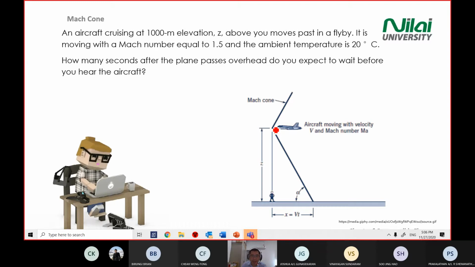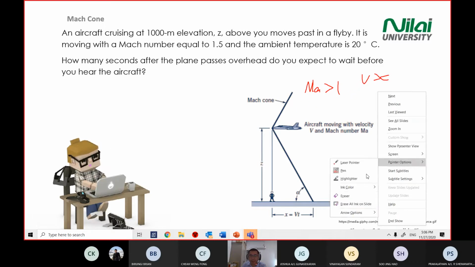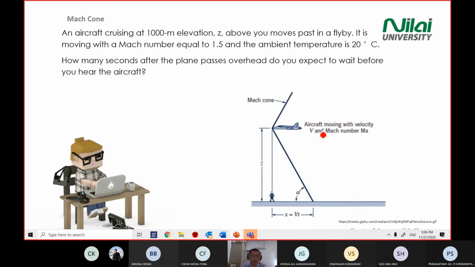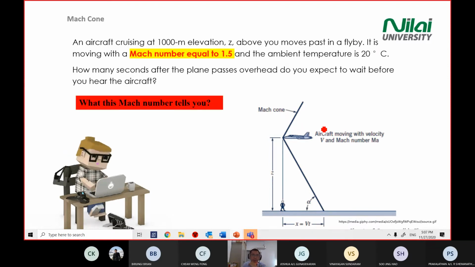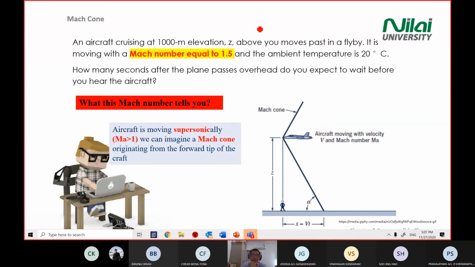And again, a Mach cone only happens when we have Mach number more than 1, in the diagram that I showed you just now. You only have a Mach cone when your object moves with V more than C. Okay, now we start solving the problem. We know that the Mach number is 1.5. It's supersonic, and inside supersonic, we will have the Mach cone scenario. All right, so 1.5 supersonic.